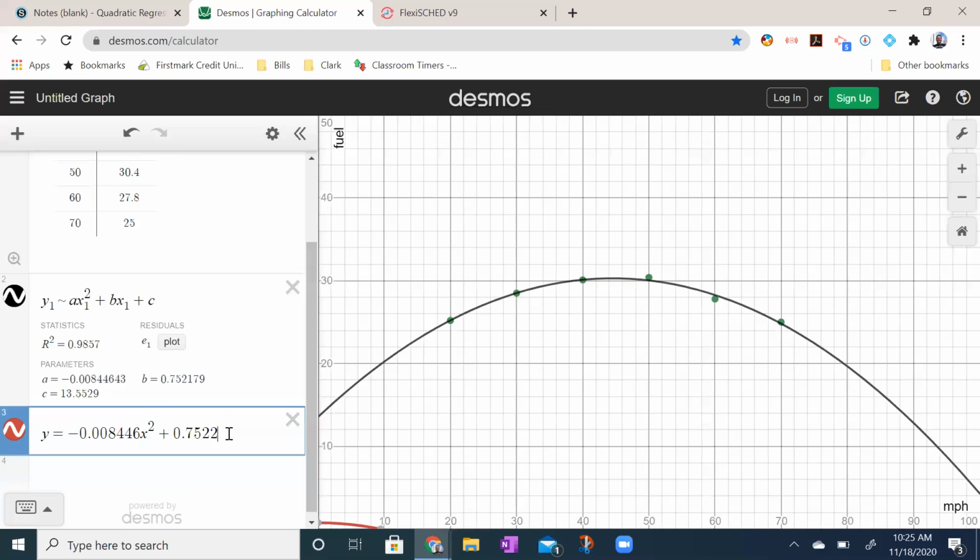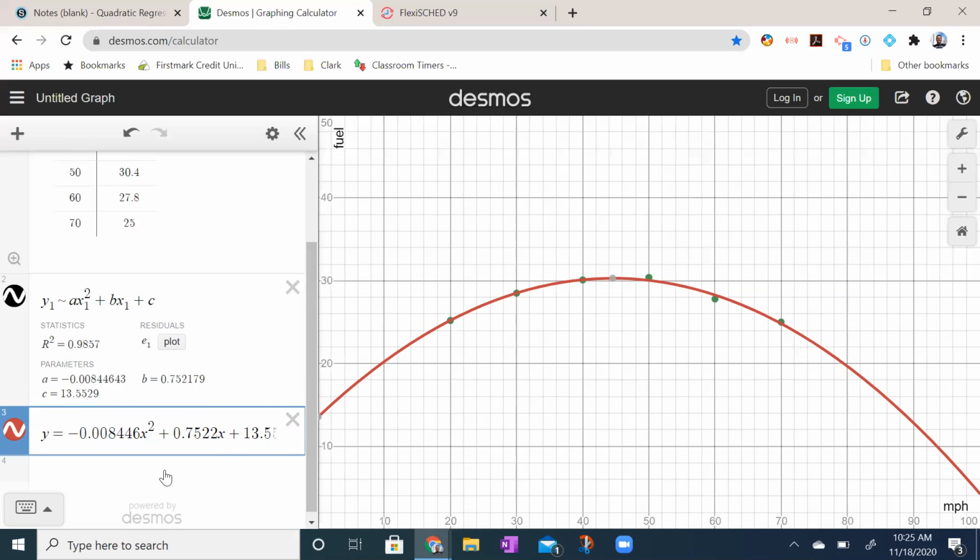And then we got a plus 13.5529. Do we want to round it? It's not that many. All right, good enough. So it kind of fits on there. It's pretty close. It's going to be slightly off because I didn't use all the decimals, but there's probably not even enough pixels to tell the difference. But there it is, and that's the equation we'll use.